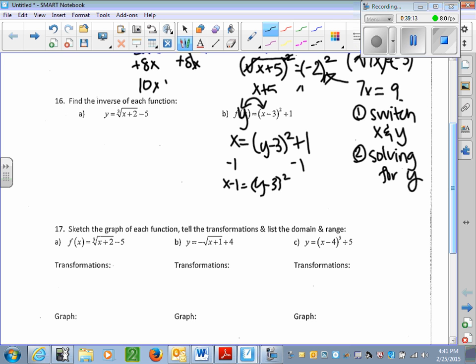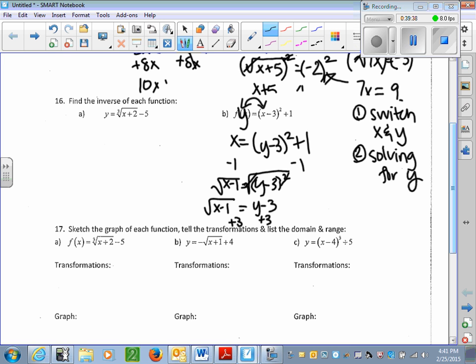Okay, I need to get rid of this square, so I'm going to do the opposite of that, which is taking the square root of both sides. So the square root and the square cancel on the right, leaving me with y minus 3 equals square root of x minus 1. Remember, I want to get y by itself, so I'm going to add 3.